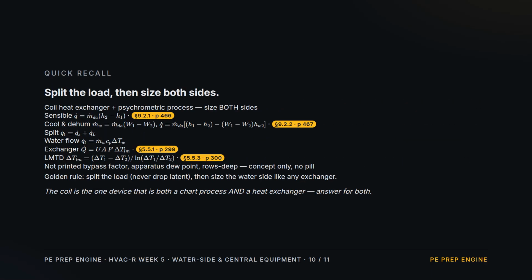Quick recall. A coil is both a psychrometric process and a heat exchanger, so size both sides. Sensible only is the dry air enthalpy change. Cooling and dehumidifying adds a latent part and condensate. Split the total into sensible plus latent. Get the water flow from an energy balance, and size the coil with UA and the log mean temperature difference. Bypass factor and apparatus dew point are concepts, not handbook formulas. Golden rule. Never drop the latent load.